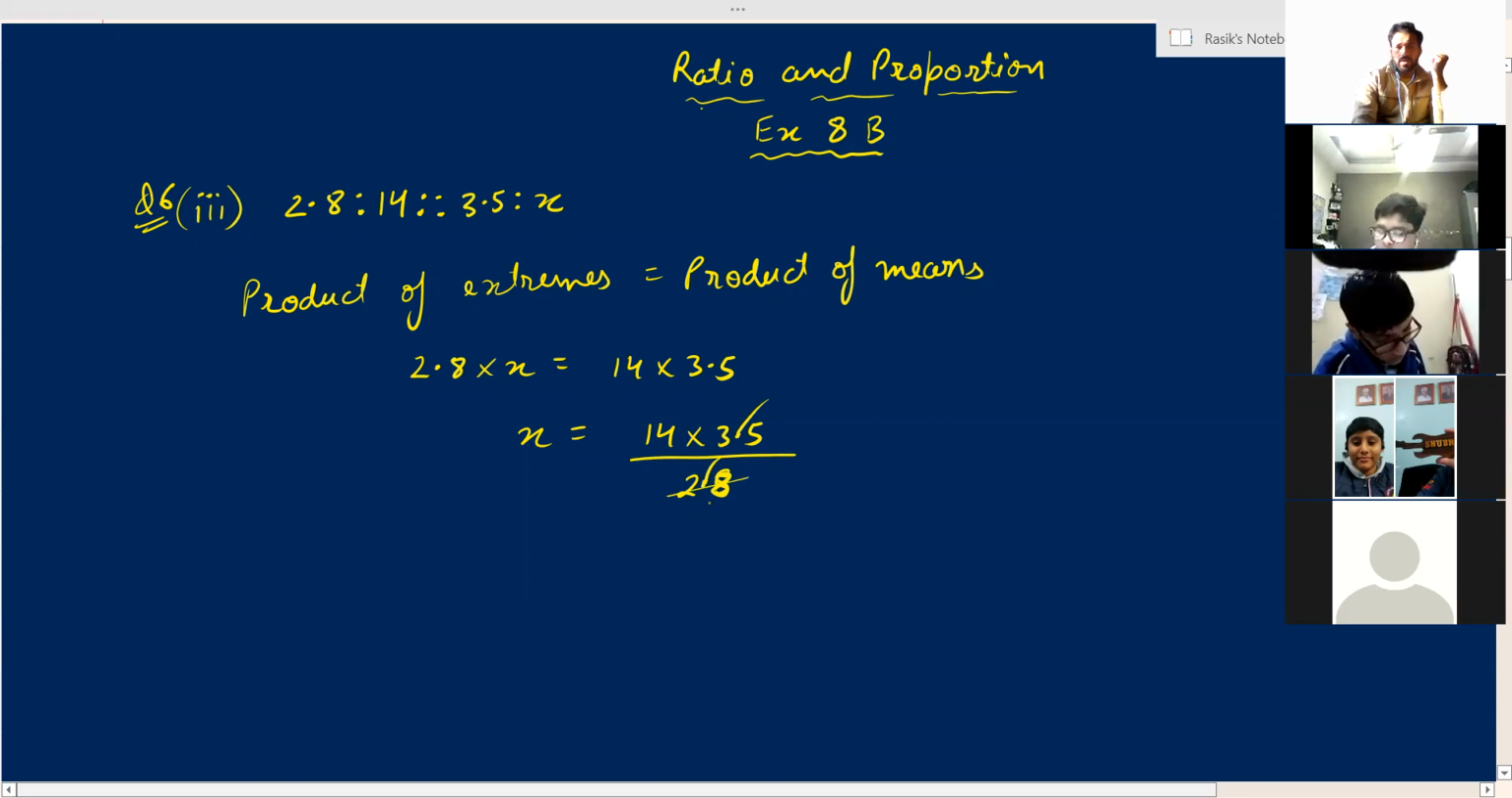Now you simplify, cut the two numbers by 7, you get 4 here and 5 here. Then divide by 2. 7 into 5 is 35. 35 upon 2. X equals to 17.5. Answer.